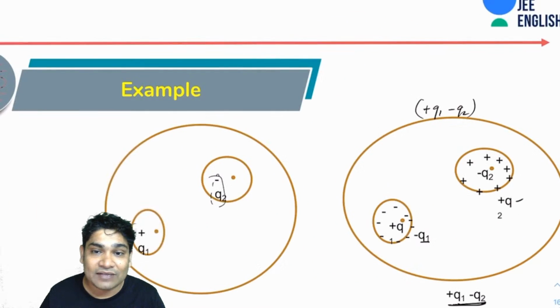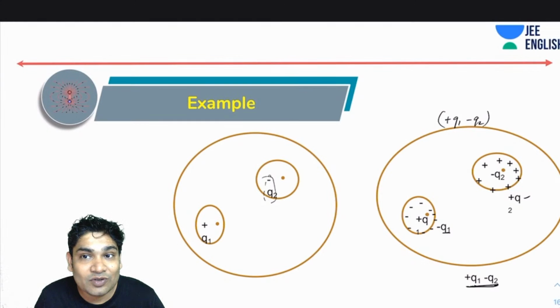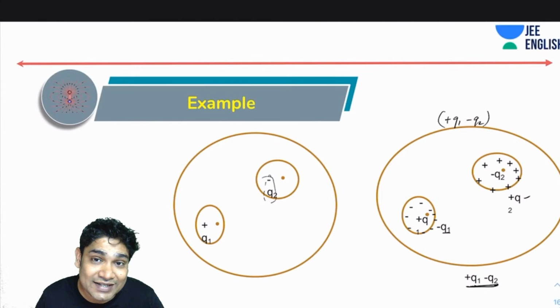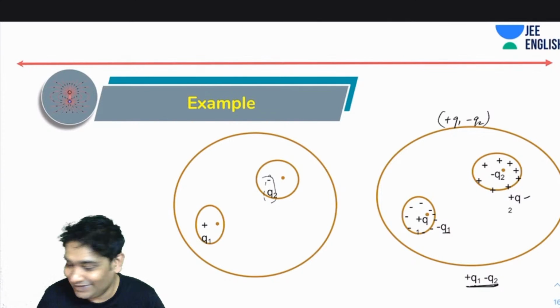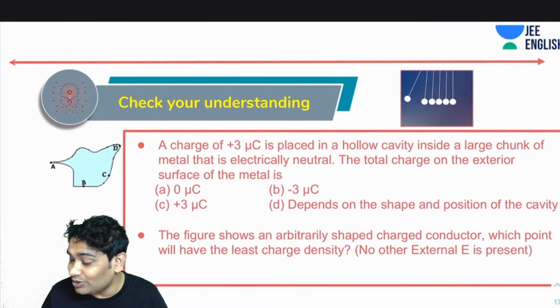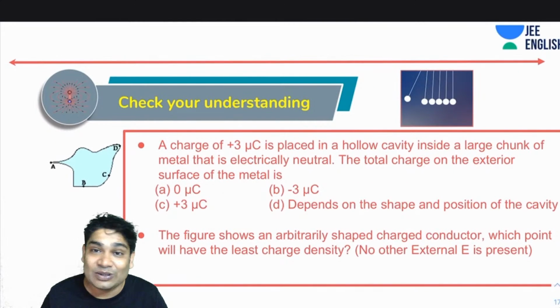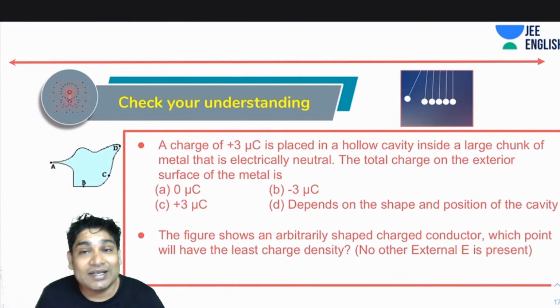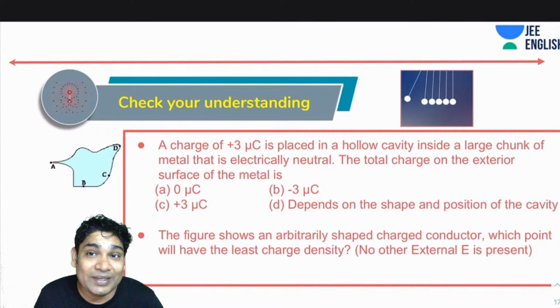I hope you guys are following this. So when I had two cavities with two charges placed, this is how the charges distribute. Please let me know that you're following this, because we are going to do some questions now. So let's see. A charge of plus 3 microcoulomb is placed in a hollow cavity inside a large chunk of metal which is electrically neutral. Find the total charge on the exterior surface of the metal.